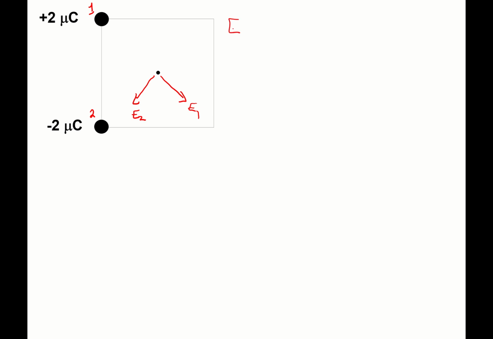So E1 is going to be K Q1 over R1 squared, and E2 is going to be K Q2 over R2 squared. By looking at the symmetry, the charges are the same, just one's positive and one's negative, and the distances should be the same. So the two numbers that we get for the electric fields should be the same. We're just going to calculate the magnitude, so we ignore the signs. We can put absolute value signs around the Q. So we know the charge.